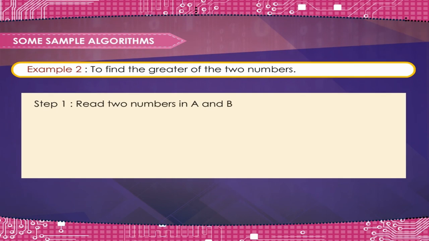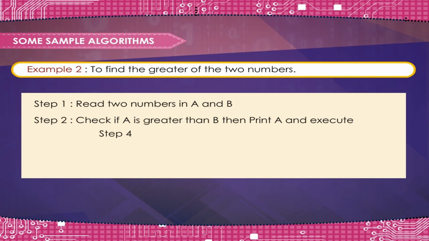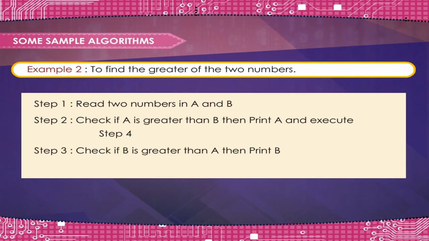Example 2: to find the greater of the two numbers. Step 1: Read two numbers in A and B. Step 2: Check if A is greater than B, then print A and execute step 4. Step 3: Check if B is greater than A, then print B. Step 4: Stop.